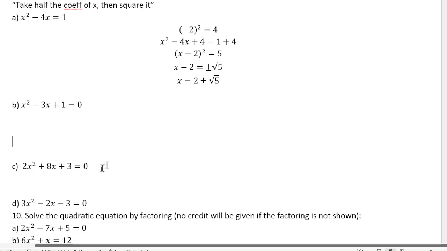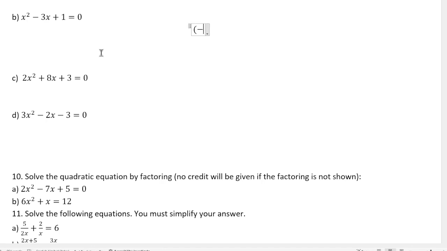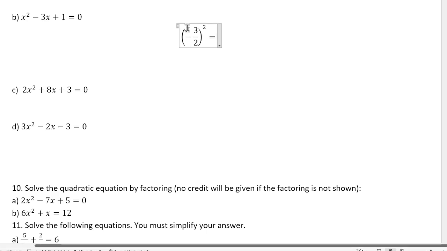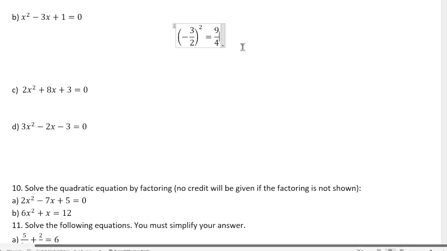Okay, same idea here. Take half of the coefficient of x, which is negative 3. So take negative 3 over 2. That's half of negative 3, right? You take the square of that. When you square a minus, it is positive. When you square a fraction, you square the top, square the bottom, so it's 9 over 4. That's the square. And that number has to be added to both sides.